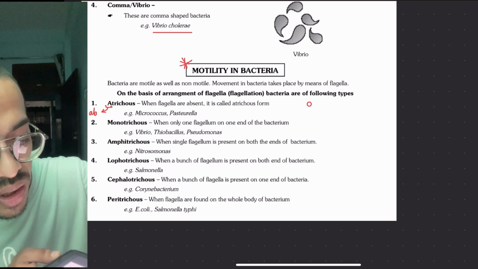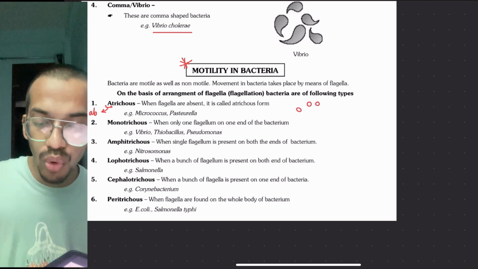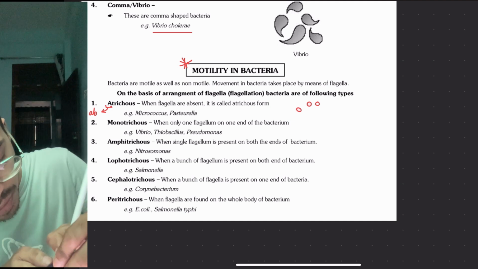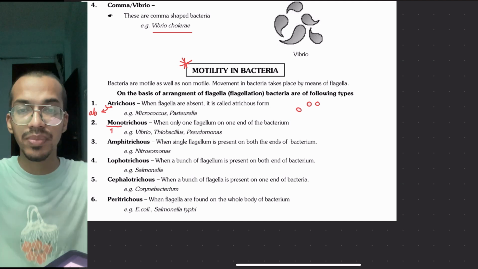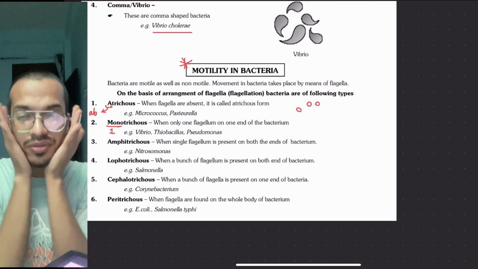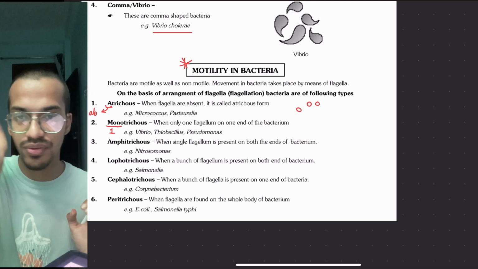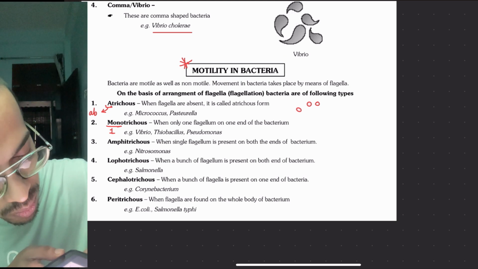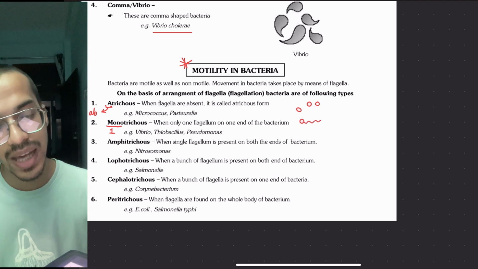So this is how the micrococcus will look. Then we have monotrichous. Mono means what? One. That one flagellum is present on one end. For example, this is the bacterial body and one flagellum is present like this, or this one flagellum only. So this is what? Monococcus. Examples are Vibrio and Pseudomonas. So these examples you have to remember.